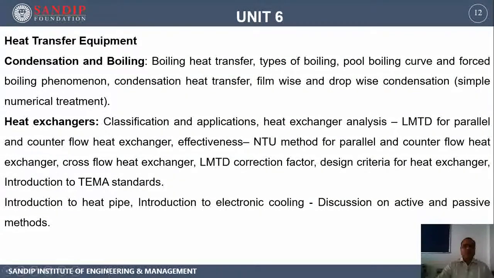And finally, we are going to have a small introduction to other types of heat transfer equipment like heat pipes, then electronic cooling, and discussion on active and passive methods. So this is going to be the syllabus for this heat transfer course, which covers all three modes, conduction, convection, and radiation, with equal importance in the syllabus.